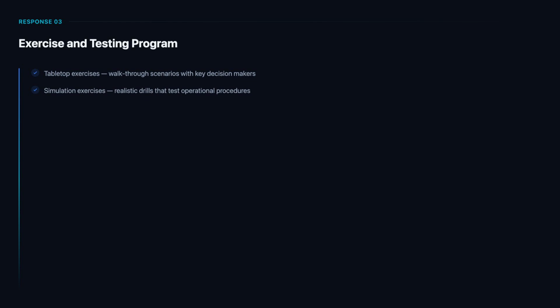Simulation exercises are more realistic drills that test whether operational procedures work in practice. They may involve relocating to an alternate site, activating backup systems, or running operations with reduced staff. Full-scale tests involve end-to-end activation of one or more plans with real resource mobilization. They are the most demanding but provide the strongest evidence that your continuity arrangements actually work under pressure.